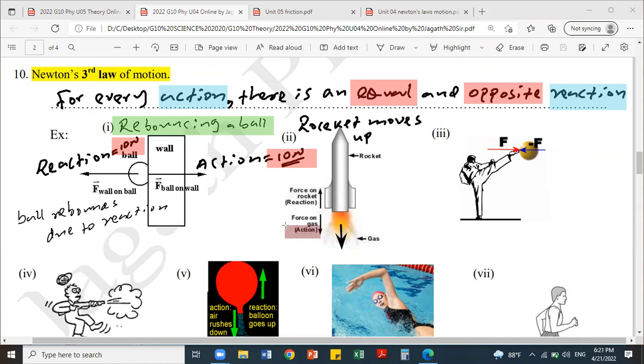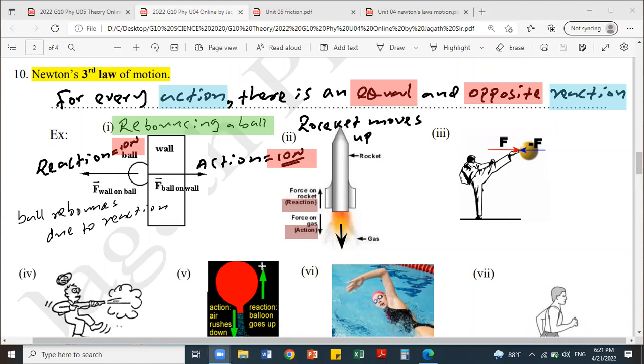What is the action here? The force exerted downwards by the burning gases. Then the reaction is upwards, so the rocket is moving up due to the reaction. Without the action, no reaction. If you make more action, more reaction. If you take less action, less reaction. So they are equal and opposite all the time. They act as pairs.